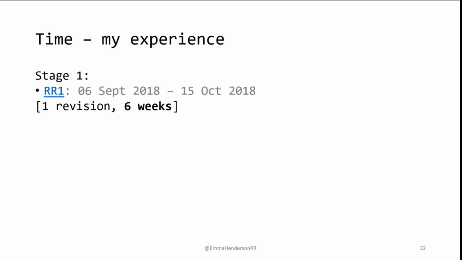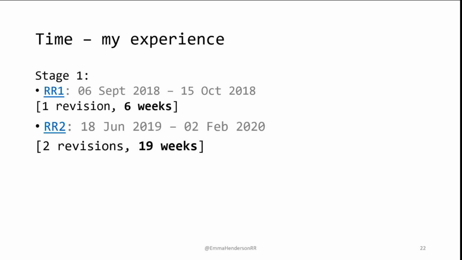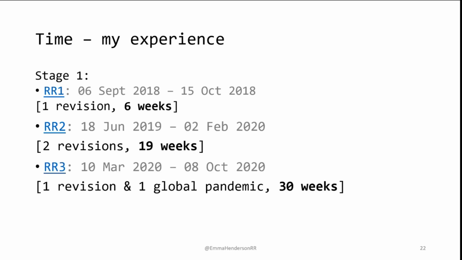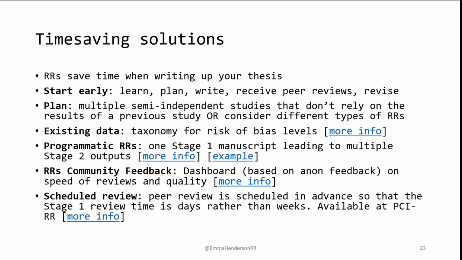So for my first stage 1 registered report, it took 6 weeks, which was great. For my second one, with 2 revisions, it took 19 weeks. And then for the third one, it took 30 weeks, which is more than half a year. So you could look at it and think that I just got much worse at writing stage 1 registered reports, but it highlights the fact that it's difficult to predict how long it's going to take, and it depends on lots of factors. So I just wanted to highlight some time-saving solutions that you can think about.